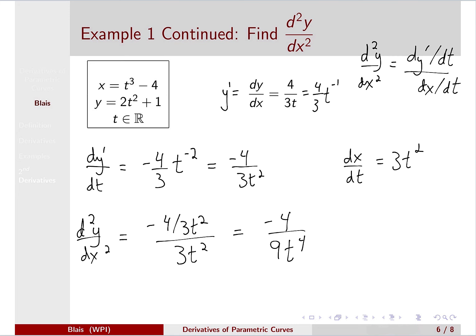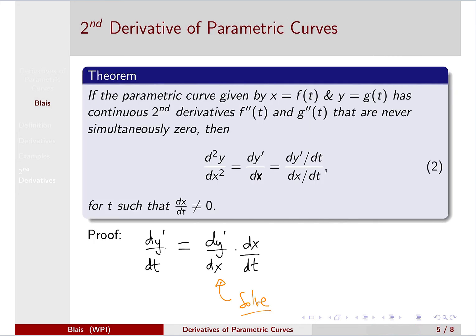And it's important to recognize these are not formulas that you really have to memorize, because you can get them from this one step of the chain rule.